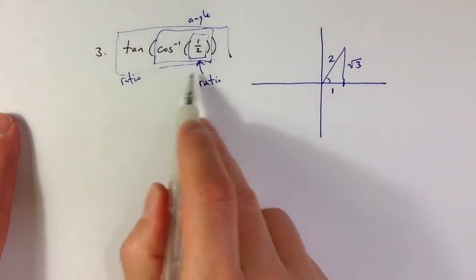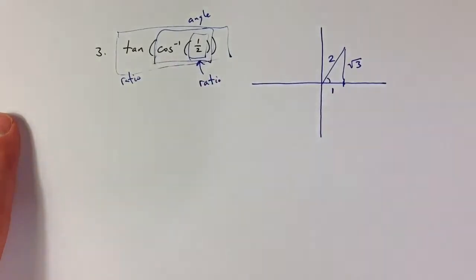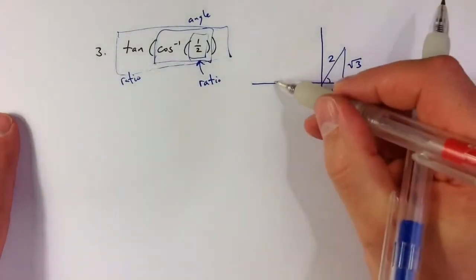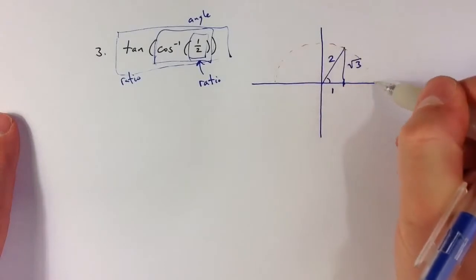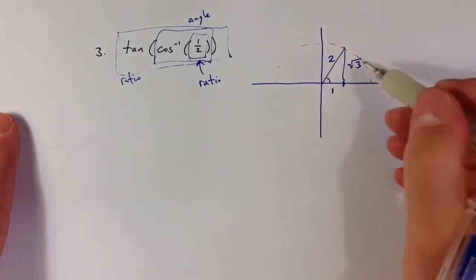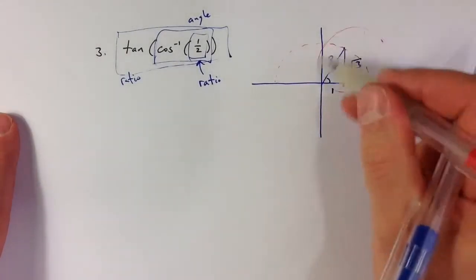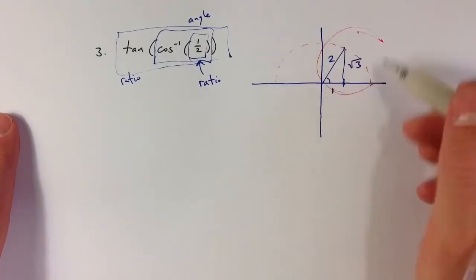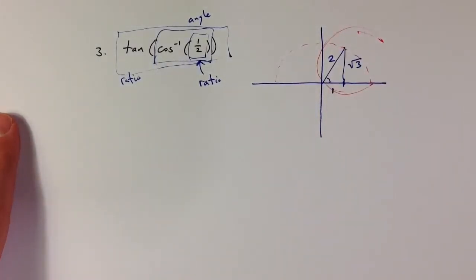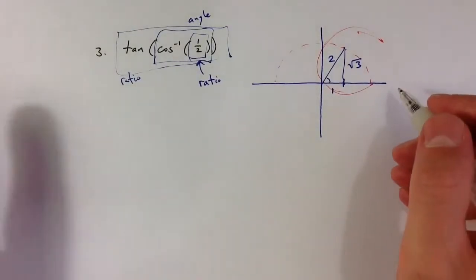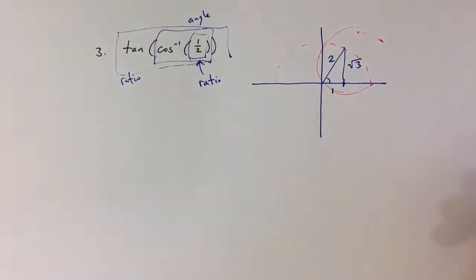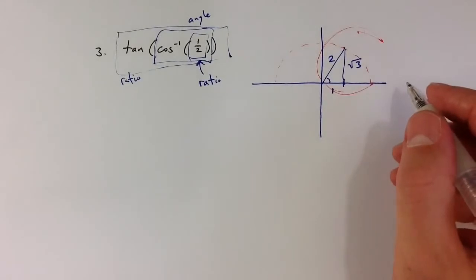I know I'm in quadrant 1 because an inverse cosine can only be in quadrant 1 or quadrant 2, and since it's positive, it has to be in quadrant 1. And so I know this is the angle that I'm working with. I don't know exactly what measure it is. I kind of do, but we don't really need to know that it's 60 degrees.